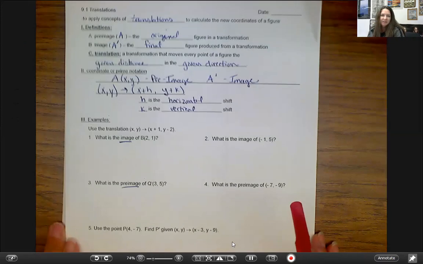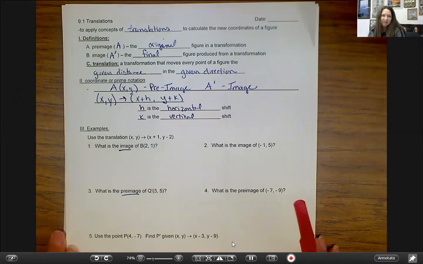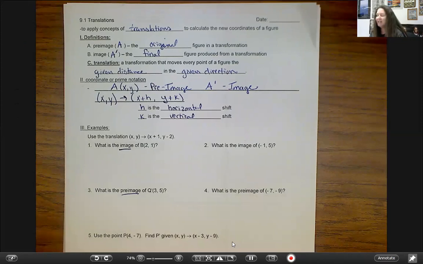All right. So today we're looking specifically at translations, and we want to make sure that we can calculate what the coordinates in our figures are going to be. So just from the beginning, we've got to go over a couple notation examples and some vocabulary that you're going to see come up with your transformations.